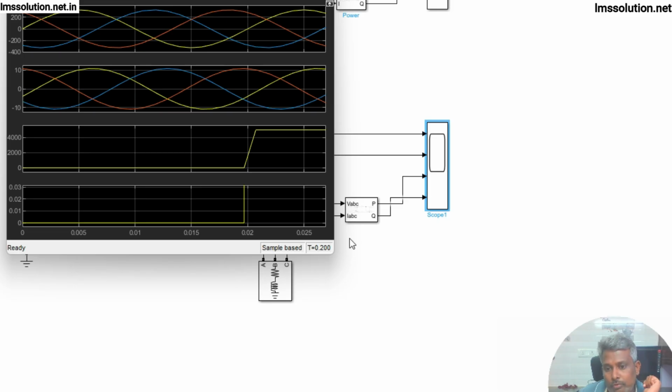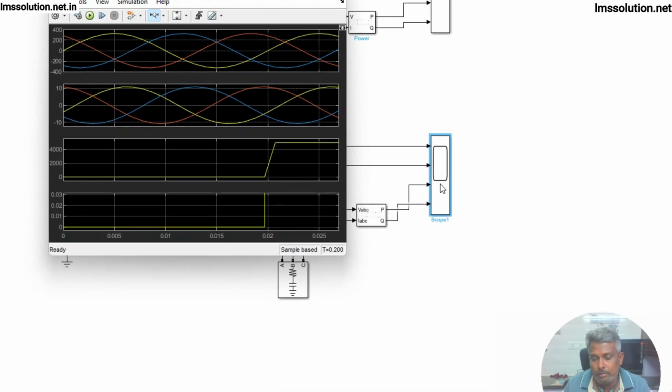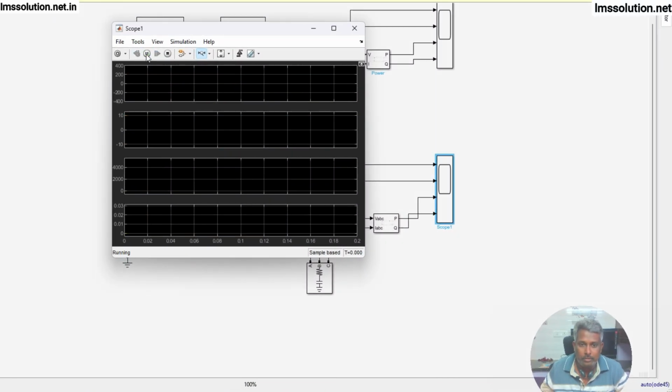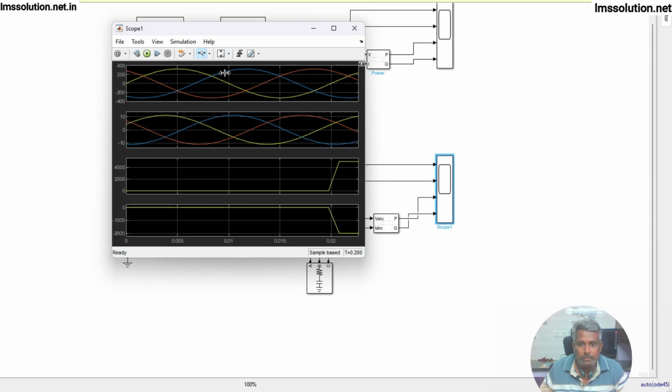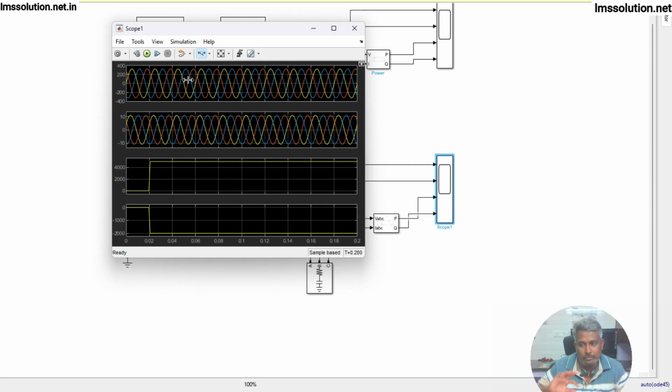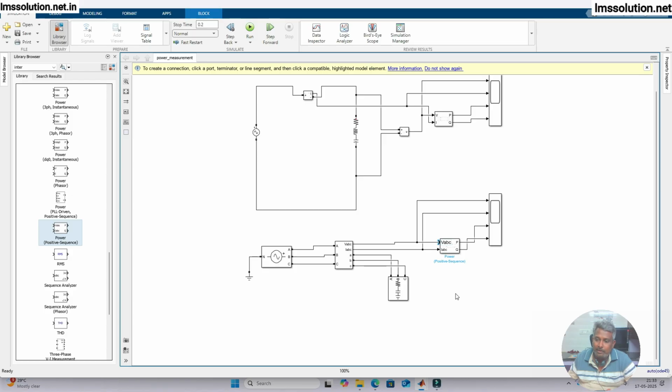So now I'm going to use only the capacitive element. Then you will see the phase angle difference between voltage and current. Now you see that, right? Voltage starts at 0, and the current leads the voltage. Okay, so you can see the variation in the phase angle also. That's why you can easily identify whether it is a lagging power factor or a leading power factor. So these two blocks are used for measuring the real and reactive power in the single phase and three phase systems in MATLAB.